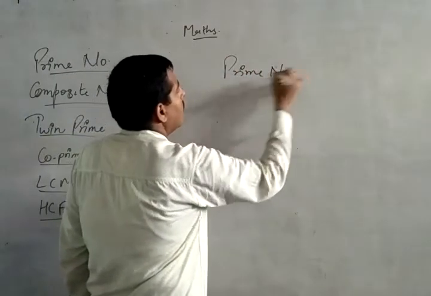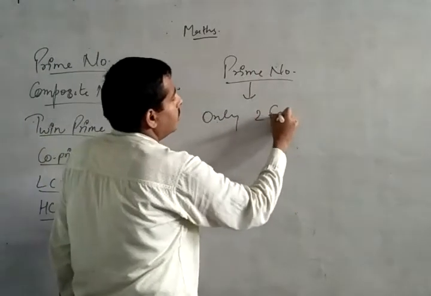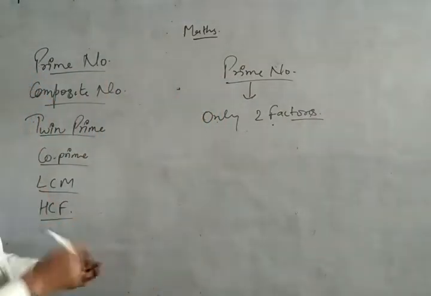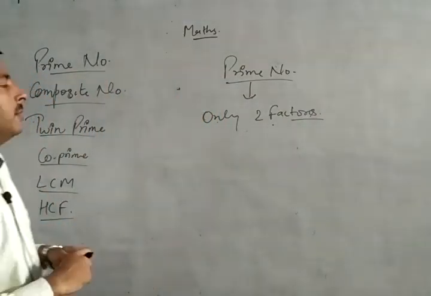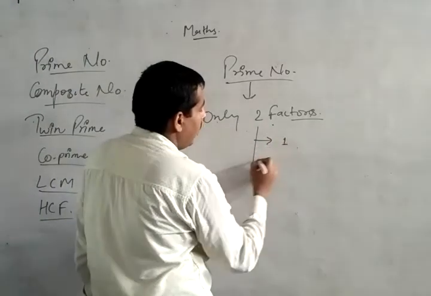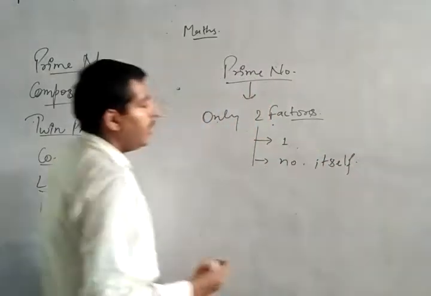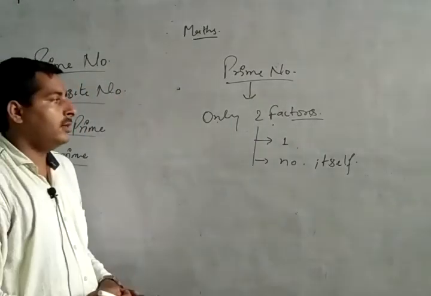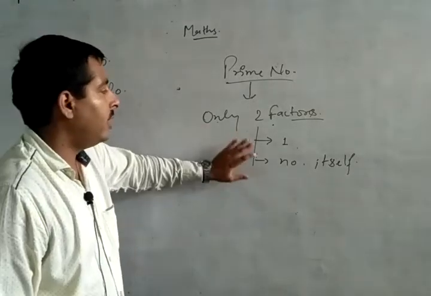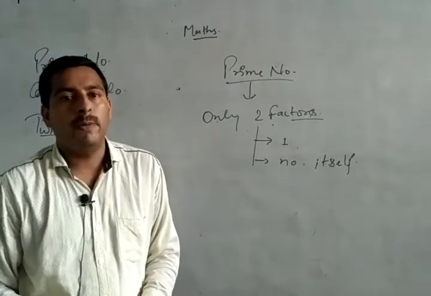Prime numbers. The number which has only two factors will be called a prime number. What are these two factors? These two factors should be 1 and the number itself. If any number has these two factors only, meaning there is no other factor excluding 1 and itself, then that number will be called a prime number.